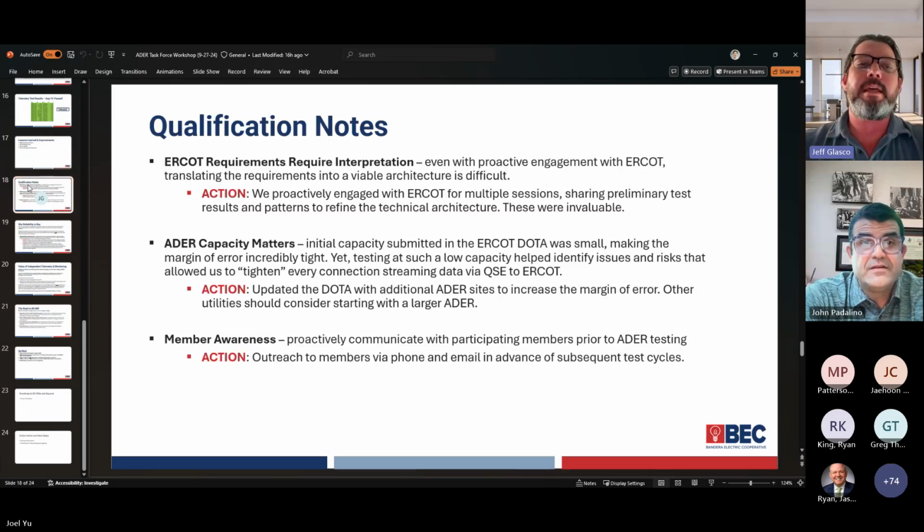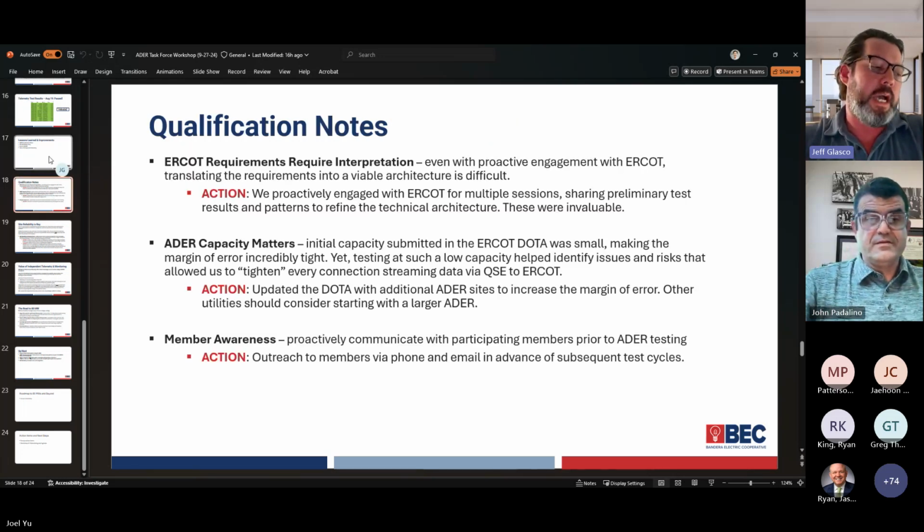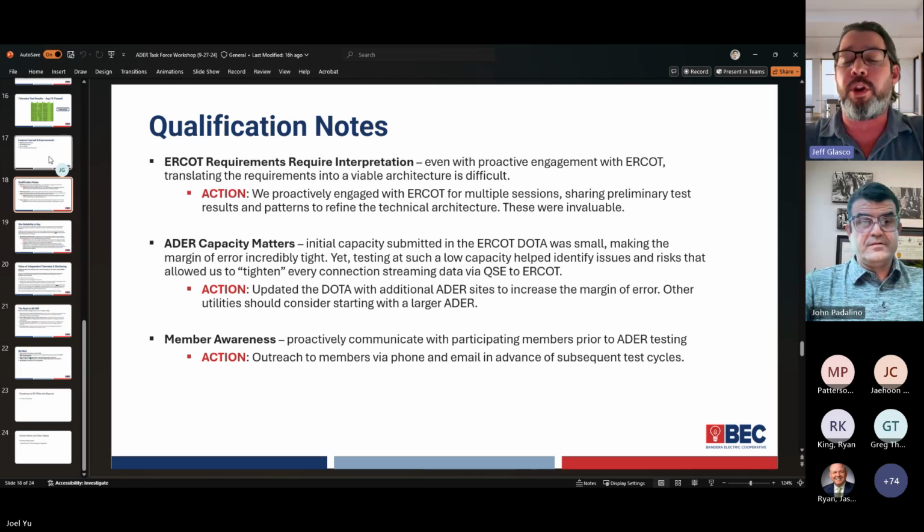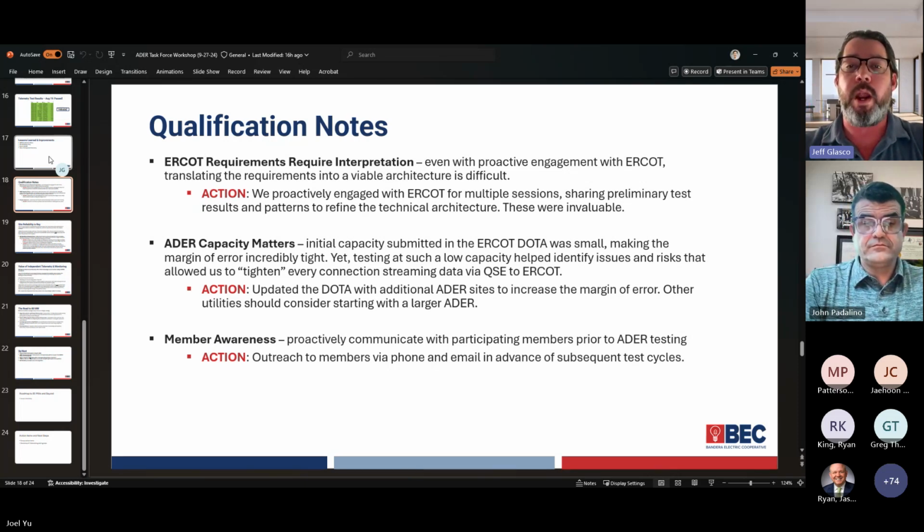So getting into this, I think Ryan and Mark did a good job of noting the work that ERCOT does to work with folks that are working to qualify for ADER. We certainly were recipients of that. We met with ERCOT a lot. Interpreting the requirements that they have into actual technical architecture is challenging. So that was invaluable to have those sessions. Thank you to ERCOT for that support.